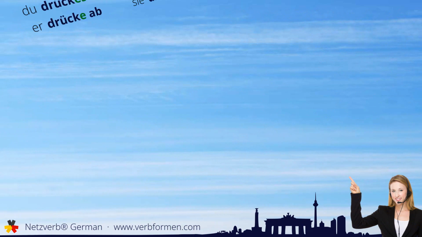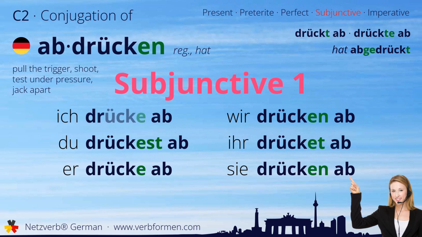Next up is the subjunctive one. Ich drücke ab. Du drückest ab. Er drücke ab. Wir drücken ab. Ihr drücket ab. Sie drücken ab.